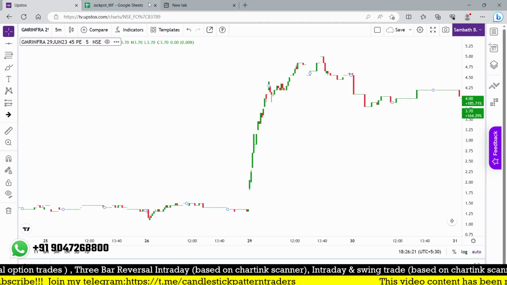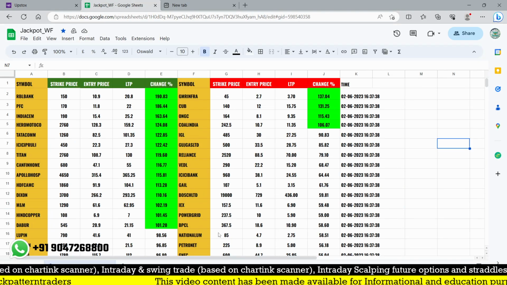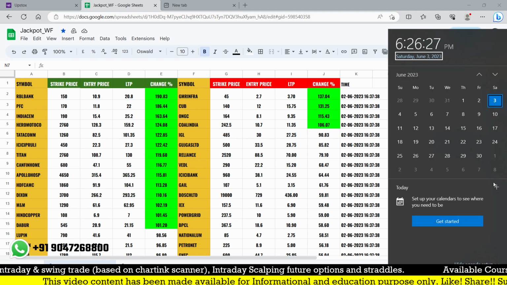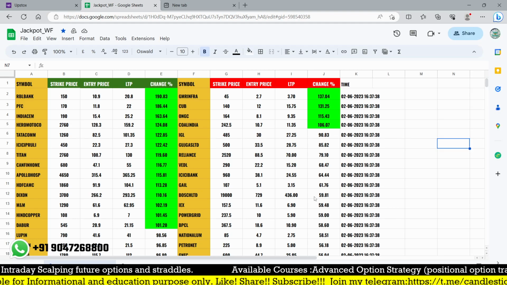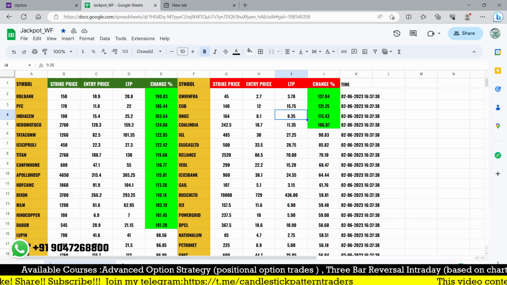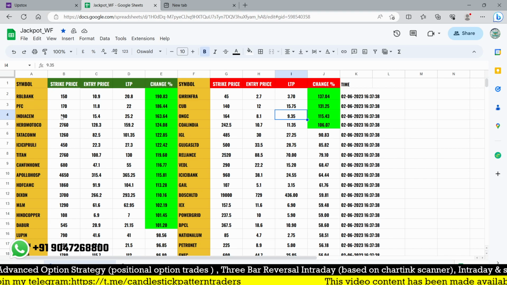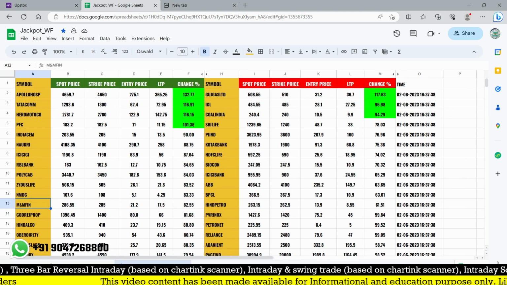Okay, so now what I'm going to do here. This is our last week's scenario, 29th to 2nd June. Now for 5th to 9th June, we are going to update this sheet. Let me update it in real time. Once it is updated, the list of stocks will change, and the monthly positional stocks will not change.